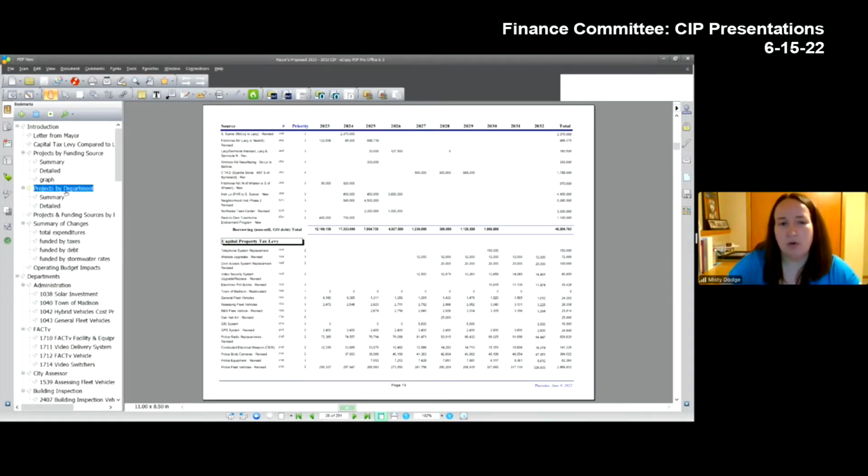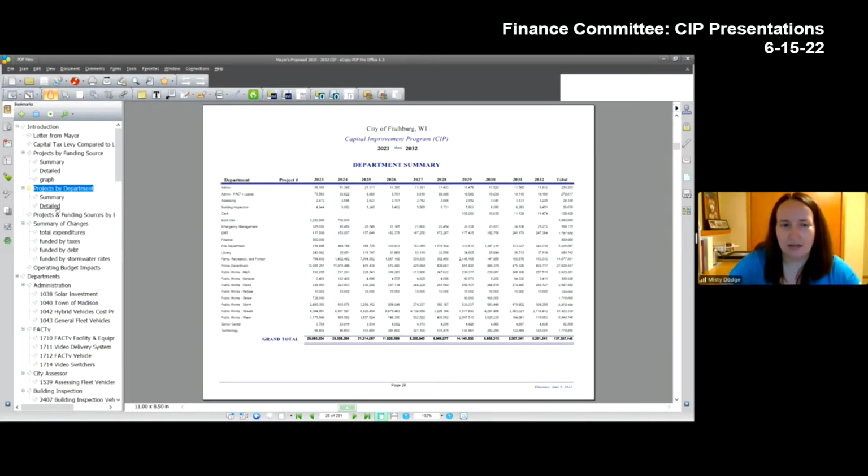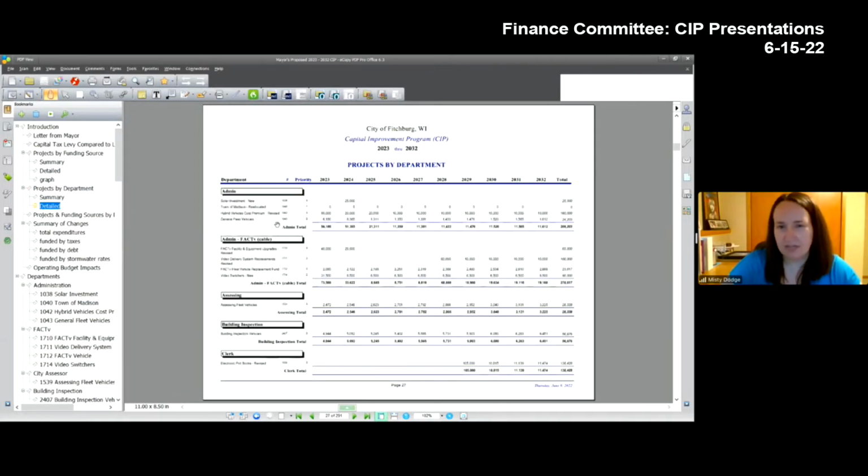We also have reports by department. So if you wanted to see, for example, all of the finance department projects, you'd be able to go to our specific department here and see what's included.